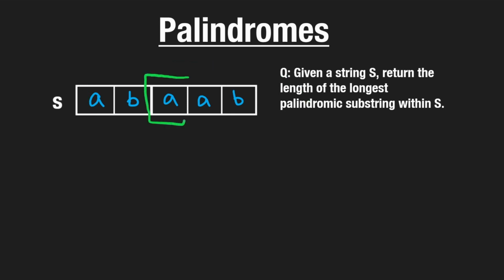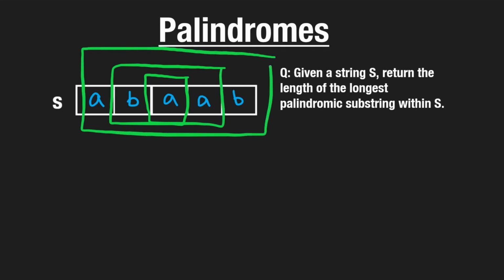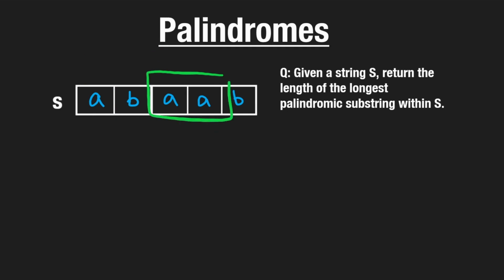Well, we only expanded from this character. And what that's going to do is it's only going to give us palindromic substrings where this is the middle character. So that would identify this substring for us. It would also identify this substring for us, and it would also identify this substring for us. But what about this substring or this substring or this substring? It definitely would not identify those. So what should we do now?